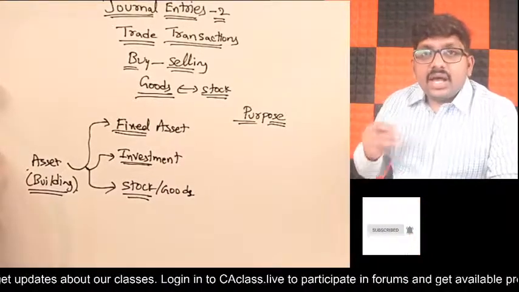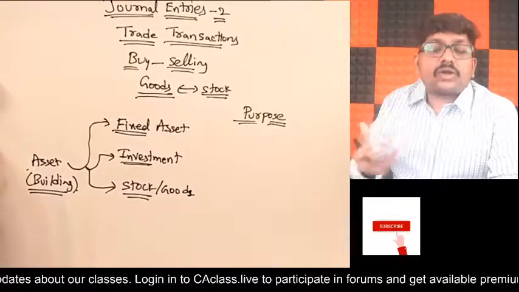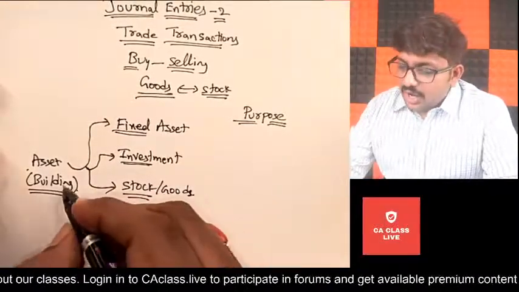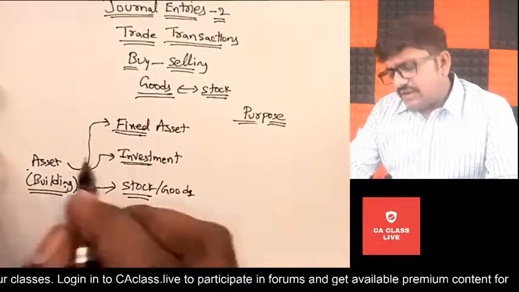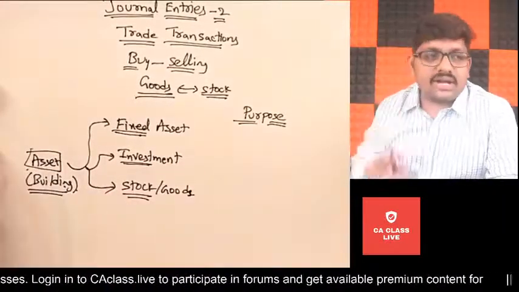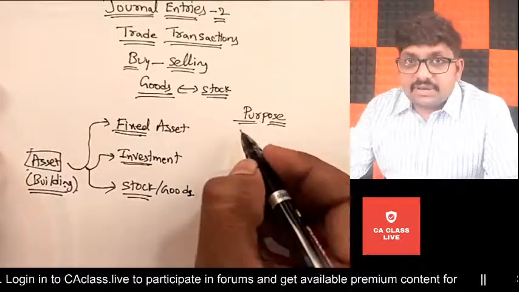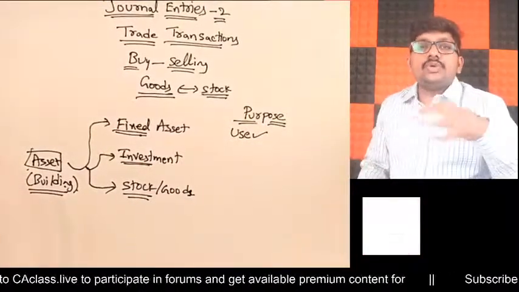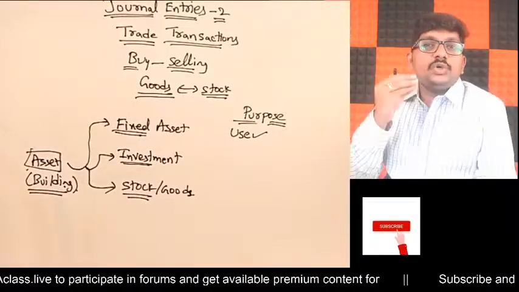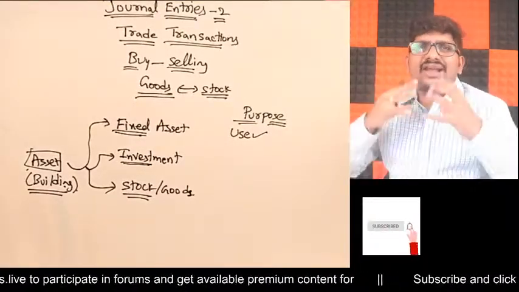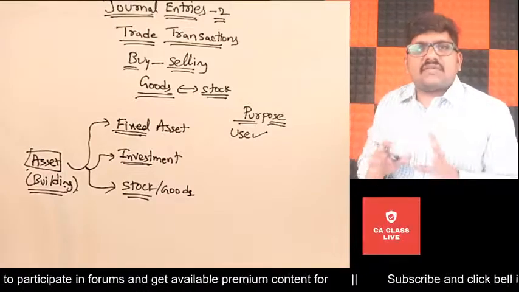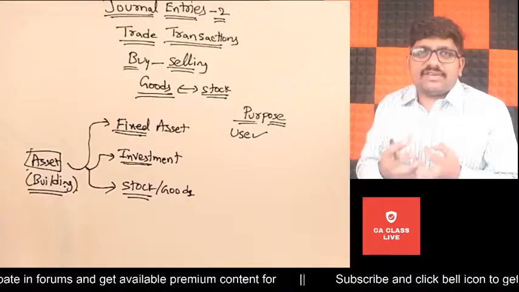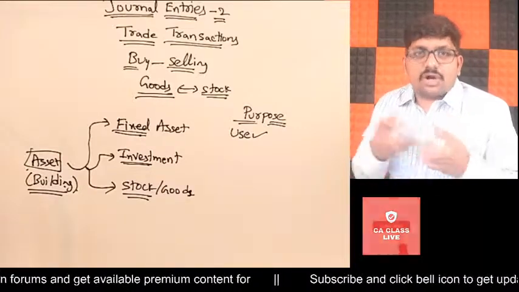But in what situations and in what way we subcategorize, that is what we are going to discuss today. A building can be called a fixed asset. Any asset can be called a fixed asset, friends, if the purpose is to use it in the business. Use means you use it for any purpose to run the business. Say you take a building, and the purpose of the building is to run your office.